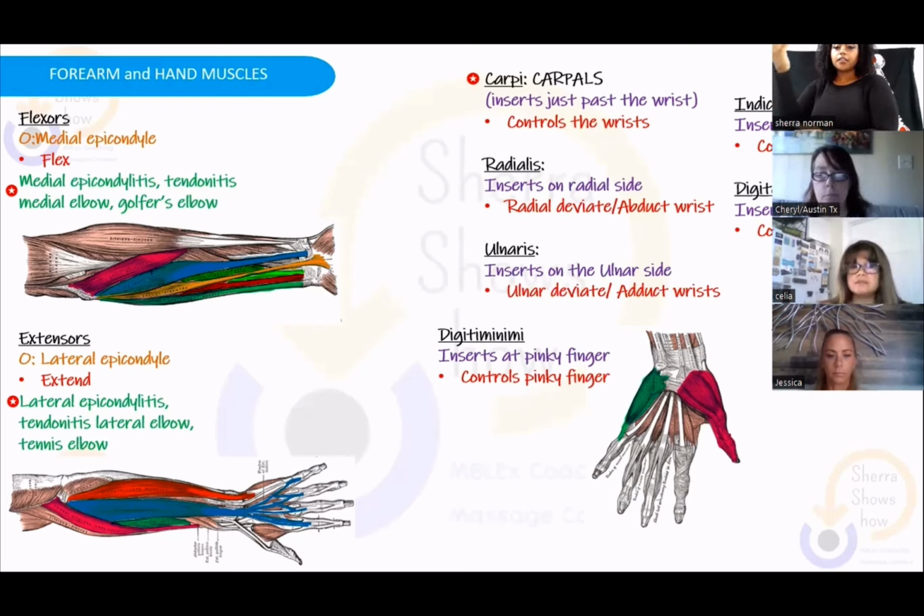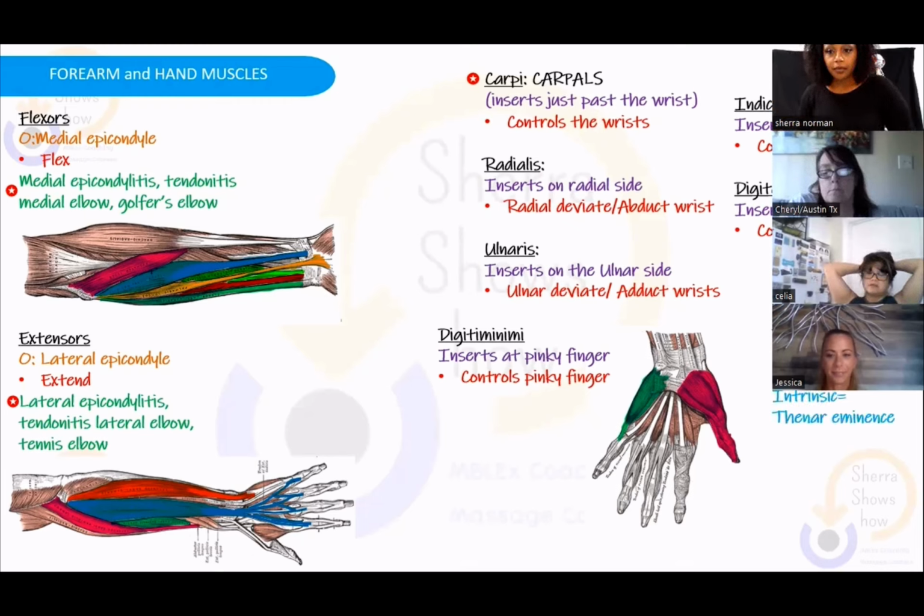And ulnaris inserts on the ulnar side. So flexor carpi ulnaris, extensor carpi ulnaris, you start to see how each muscle tells you exactly what it does, where it attaches, and what it controls. Keep it simple. Do not get lost in that sauce. It's not worth the effort. Just know your terminology, and it should take you far enough to be able to give an educated guess on that question. Okay? Then, of course, you have pollicis.